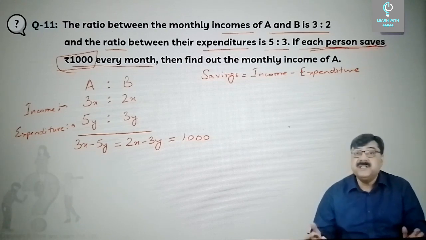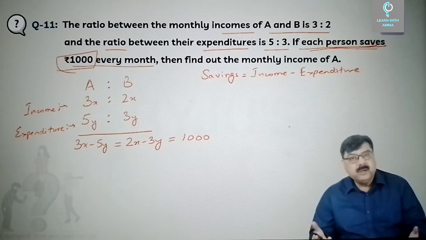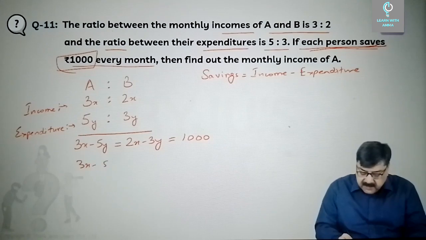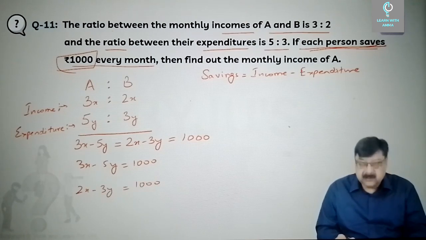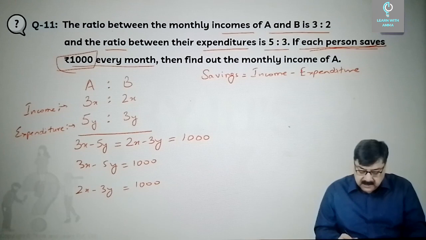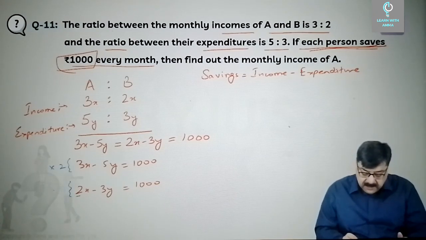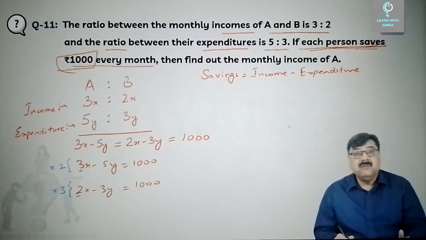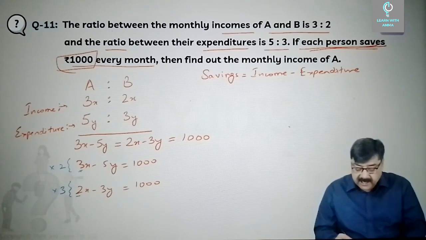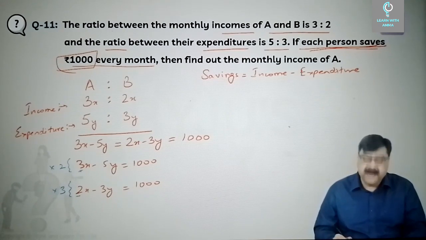Each person saves 1000 rupees, same amount. So you have two equations with you, that is 3x minus 5y is 1000, then you have 2x minus 3y as 1000. So, simultaneous equations. This is 3, this is 2. So we will multiply this complete equation with 2, and multiply this complete equation with 3, so that we can get the value of y, and then we will substitute the value of y in any of these two equations to get the value of x.